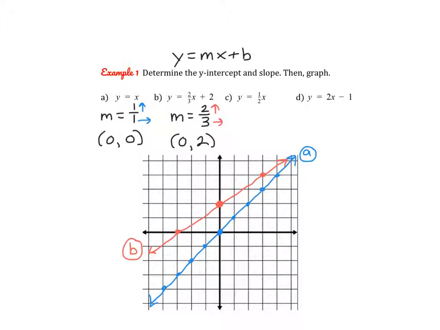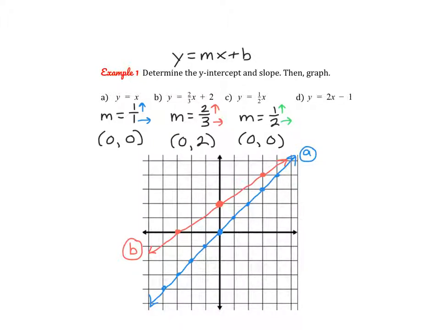Okay, let's look at this next example. I can see that the coefficient of x is 1/2, so that will be our slope, 1/2, telling us to go up 1, right 2. So that's going to be our movement. I can see here that my b value must be 0, so my y-intercept is (0, 0) at the origin.